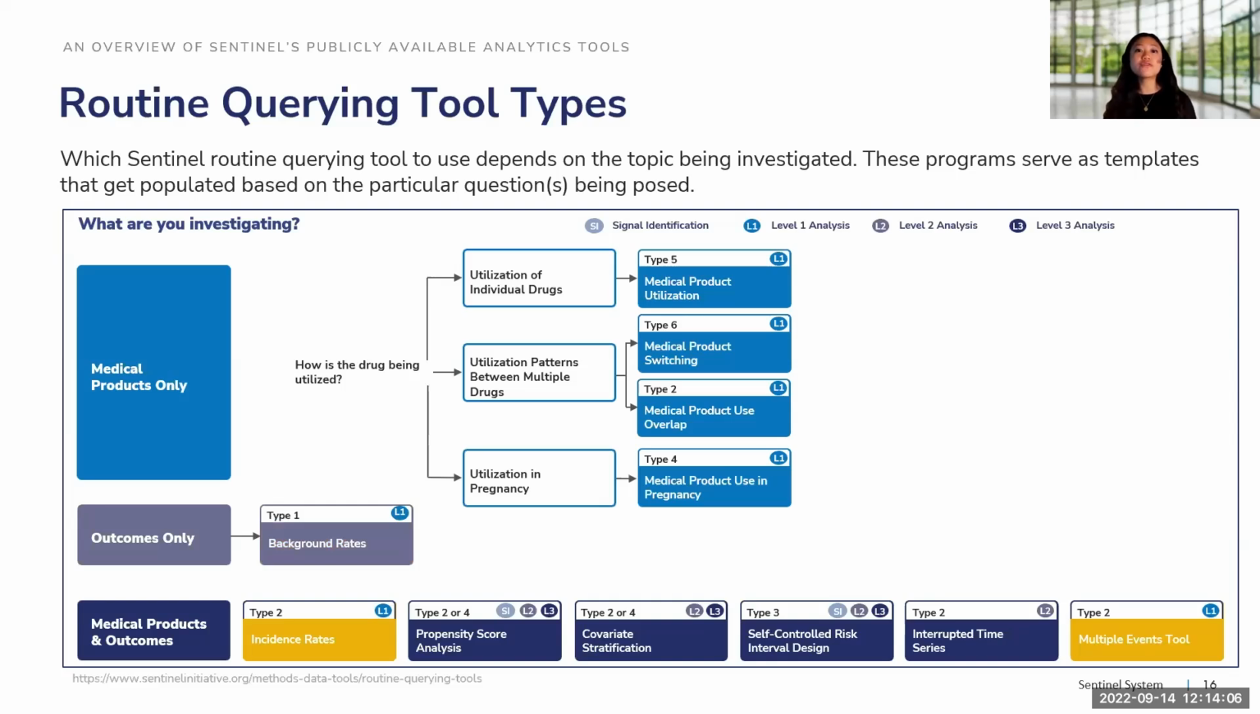Finally, we will cover routine querying tools when both medical product and health outcomes are of interest. The Type 2 tool can calculate unadjusted incidence rates. This tool can be used to identify single exposures, identify concomitant exposure episodes, meaning overlapping exposures to 2 medical products, and identify multiple events during episodes of single exposures.